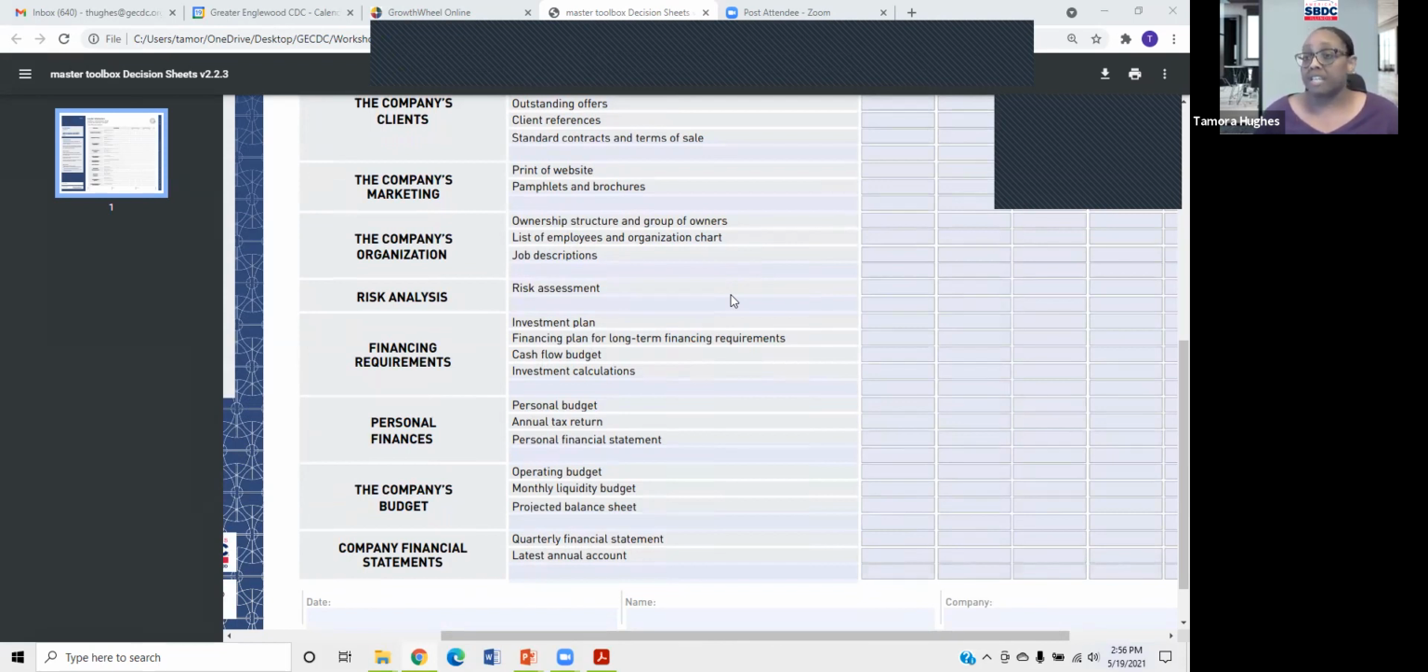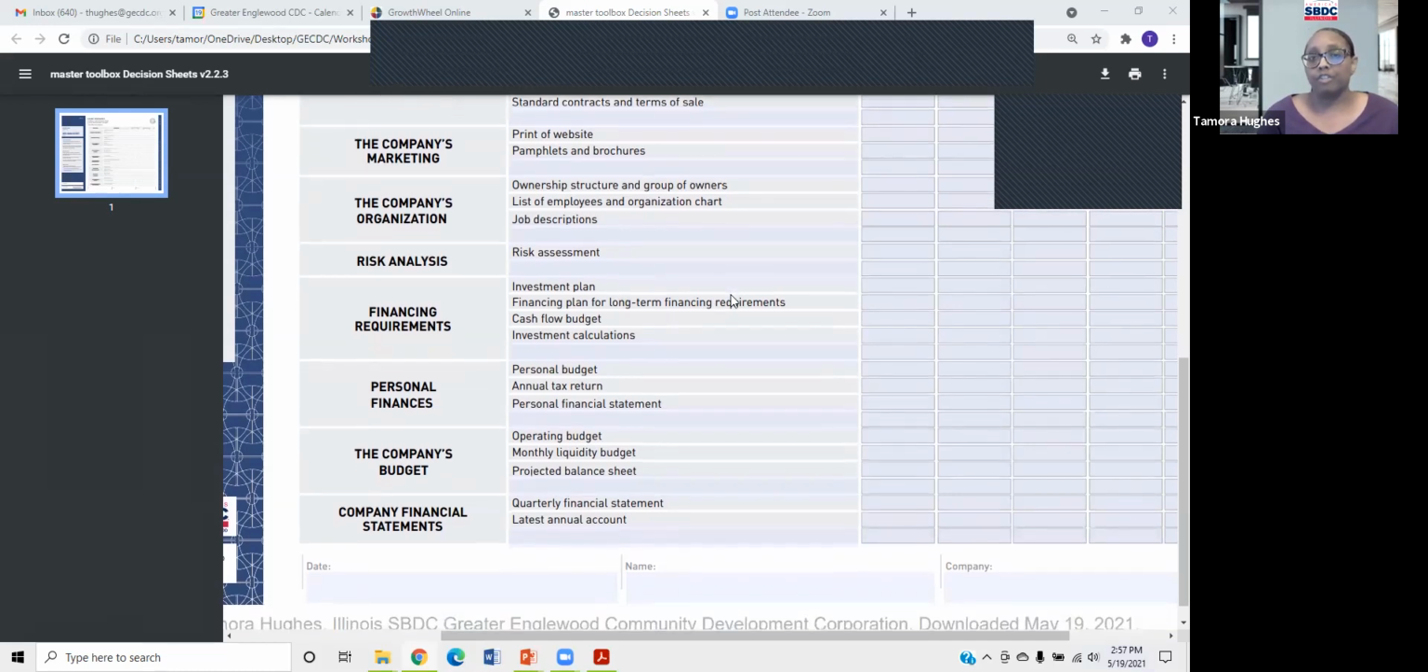Your organization, your company's organization. So how is it structured? Who's your board? The employees that you may have, and an organization chart of who answers to who and reports to who. And then, of course, any kind of job descriptions. All that goes in your binder with your organization identification.